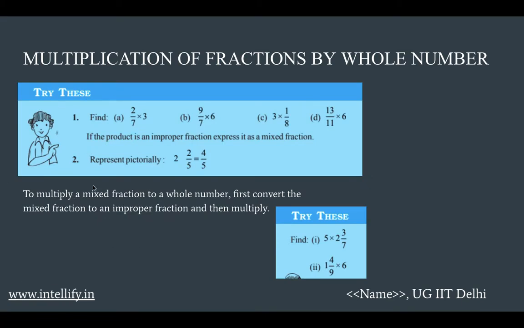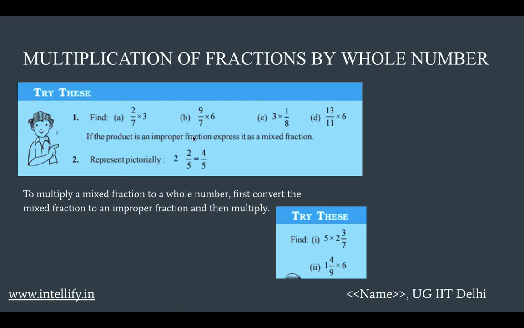So try these. 2 by 7 into 3, what do we get? 6 by 7. We just multiply the numerators over here. We don't touch the denominator. 9 into 6 is nothing but 54. This will be 54 by 7. This will be 3 by 8. And this will be 78 by 11.